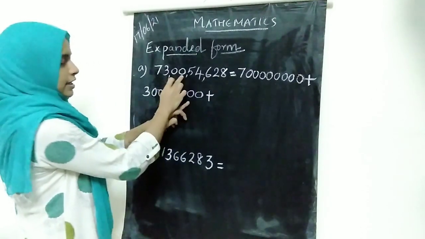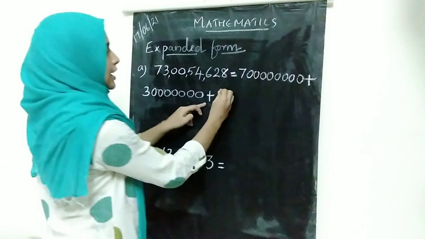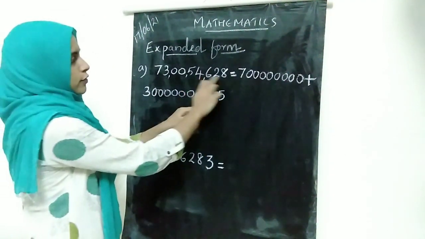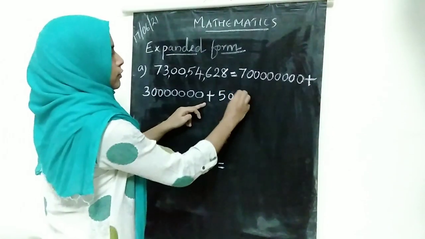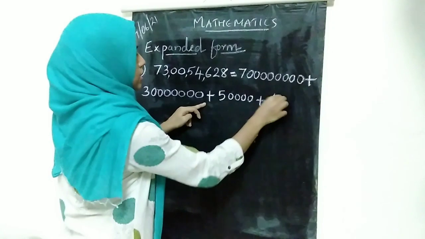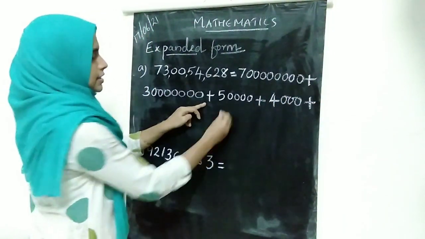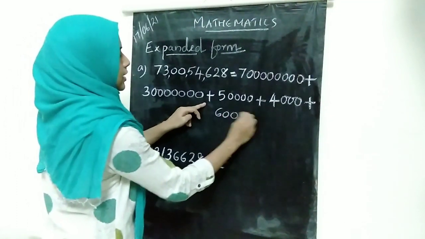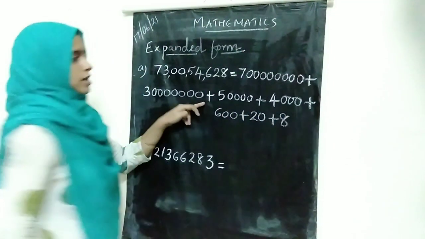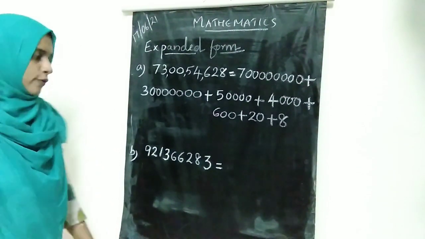Plus. Here there are no numbers. It is 0, so you can avoid that. Now you take 5. So how many zeros? 4 zeros. 50,000 plus 4,000 plus 600 plus 20 plus 8. So this is the way we are writing expanded form.